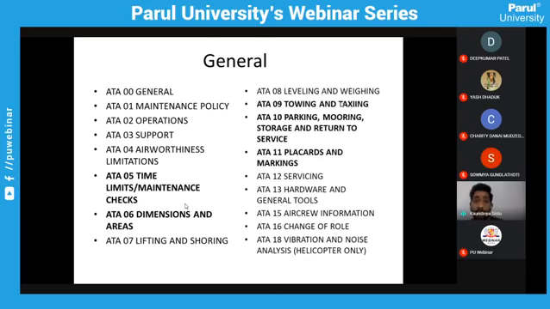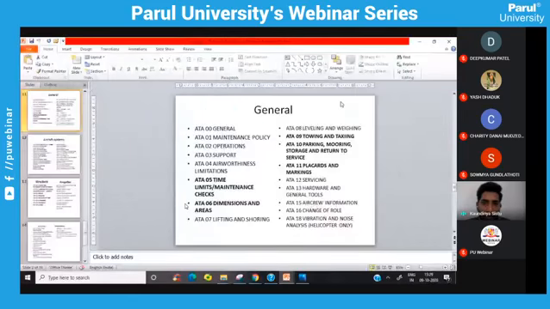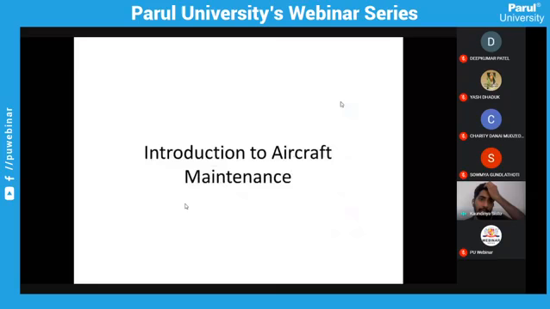So what ICAO said is like, they set a certain index. They have said this index should be like this only. So all the AMMs or EMM should follow this index. Okay, this index is widely known as ATA. Aircraft... I forgot what is the full form. Okay, I will be checking the full form. We call it ATA chapters. Okay.